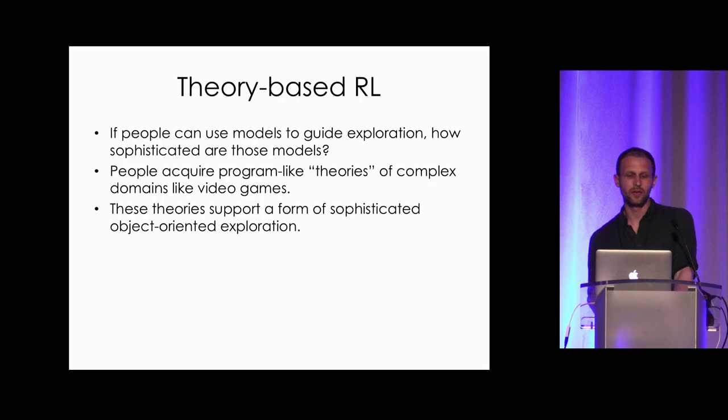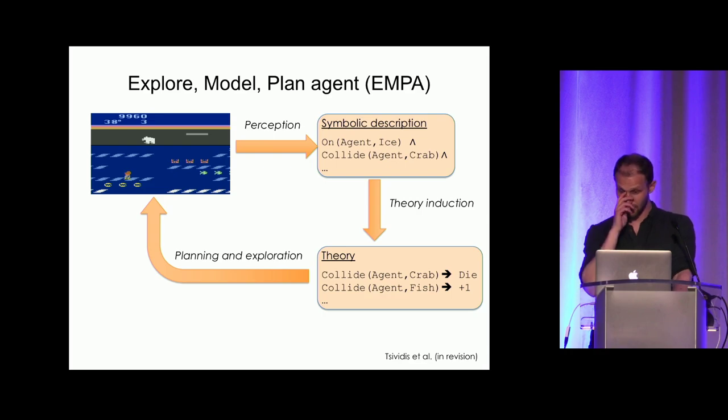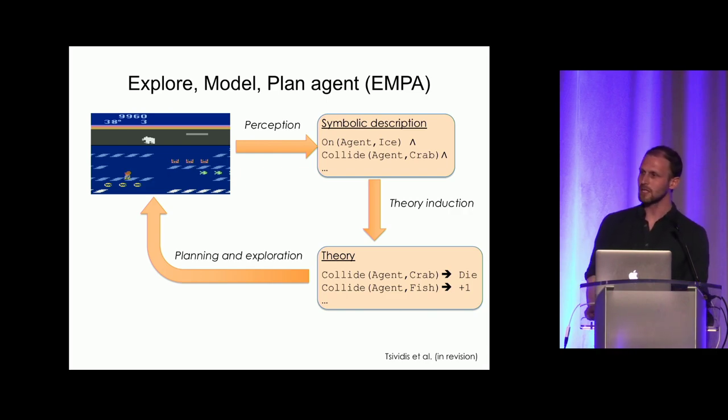In particular, what we're arguing is that people are acquiring program-like theories of complex domains like video games, and that these theories support a sophisticated form of object-oriented exploration, and that's what I'm going to focus on today. So here's a schematic of the model that we've developed called Explore Model Plan, or EMPA agent. The screenshot here is of Frostbite. This is the sort of Atari game that we have applied our model to. We've also built our own video games, and I'll show you a little bit of that.